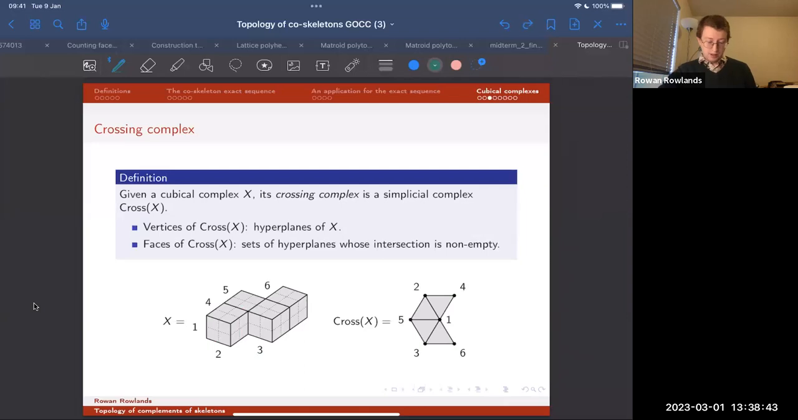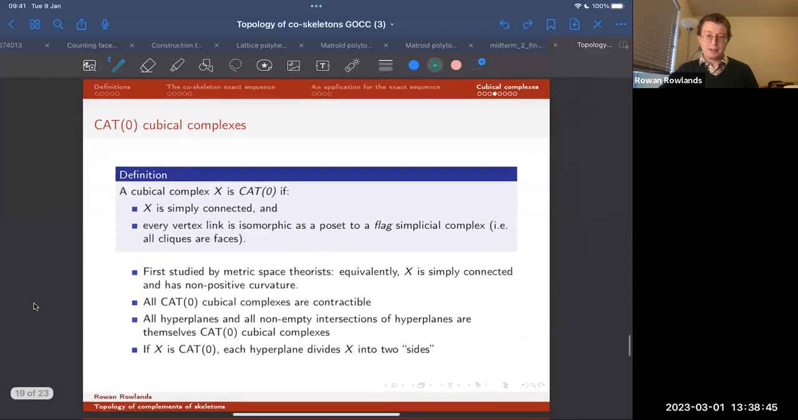Okay. So the crossing complex is something you could define for any cubical complex, or any nicely behaved cubical complex at least. But there is one family of cubical complexes where crossing complexes and hyperplanes work especially nicely. That is a family called CAT(0) cubical complexes. So let me give you the definition for these as well.